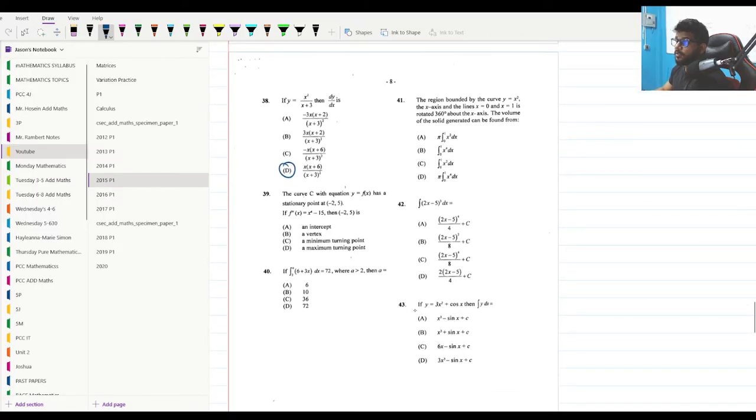The curve C with equation y is f of x has a stationary point at minus 2, 5. If f double dash x is equal to x to the power 4 minus 15, the stationary point occurs when x is minus 2. So when I substitute minus 2, I get minus 2 to the power 4, which is 16, minus 15 is 1. So f double dash x is greater than 0, which means it's positive, which means we're happy, which means it's a minimum point.